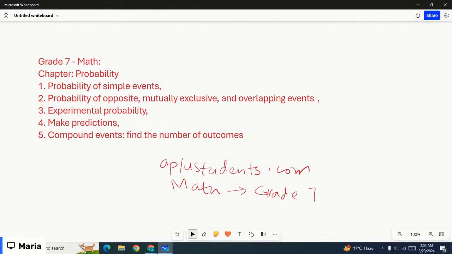We're going to start with the chapter probability, and the lessons we're going to cover today are probability of simple events, probability of opposite, mutually exclusive and overlapping events, experimental probability, make predictions, compound events, find the number of outcomes. So please make sure you have your notebook and pencil so that you can note down the important examples and definitions as well, right?